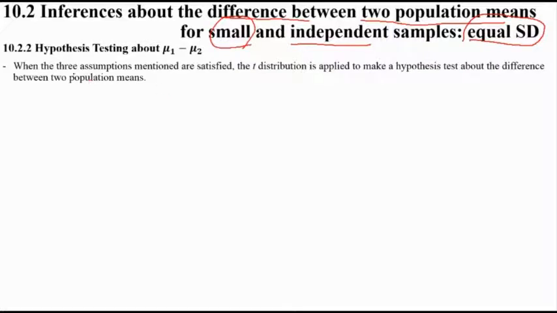So first of all, there are three assumptions that must be satisfied. Do you remember the three assumptions? One more time: the samples are small and independent, and the population standard deviations are unknown and equal. Okay, once the conditions or assumptions are strictly satisfied, then we can use the T distribution to make a hypothesis test for the difference between two population means.